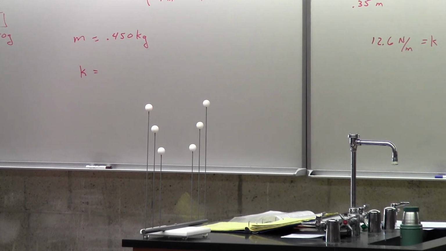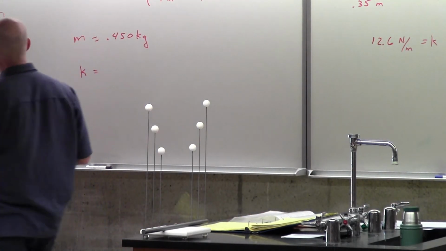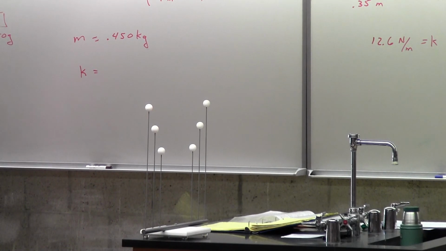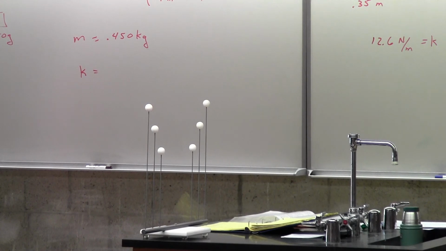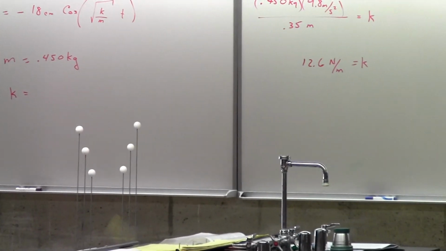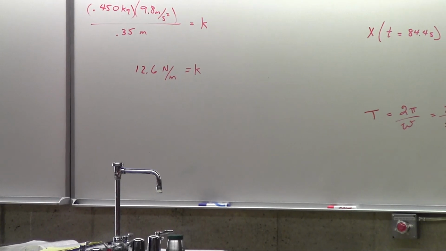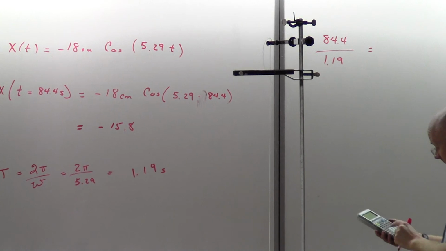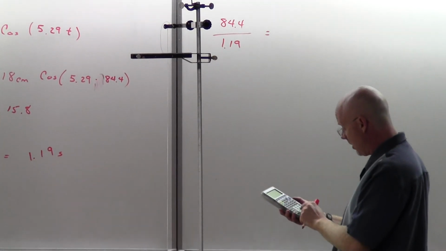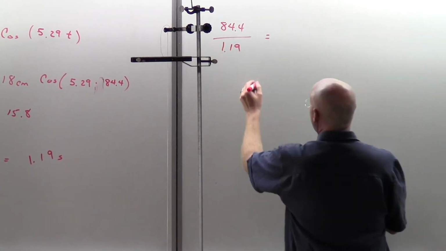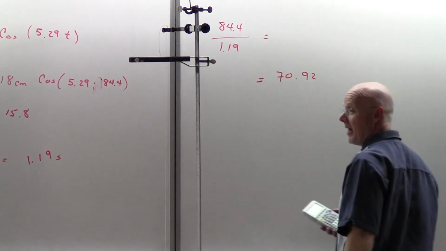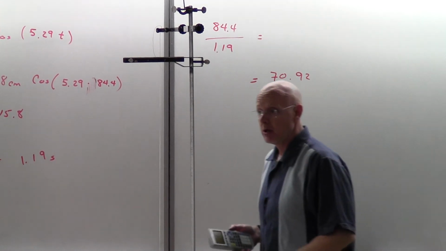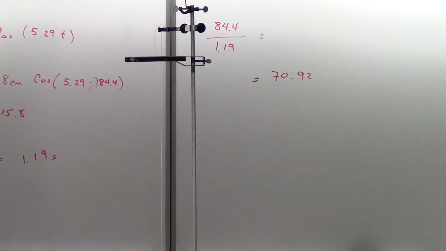And that becomes useful because that can really tell me how many cycles did it go, right? So let's see if I can put that on here. See how many cycles I have. So I know the total time is 84.4 seconds. If I divide that by 1.19, I got 84.4 divided by 1.19, and I come up with 70.92 cycles, really. Now that tells me hopefully a lot of information.